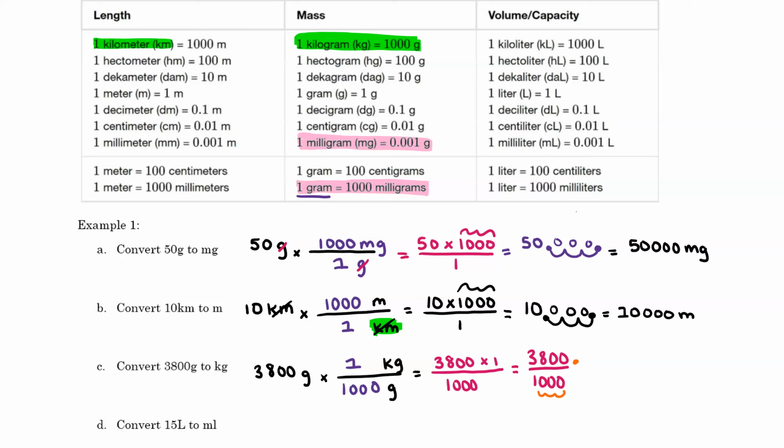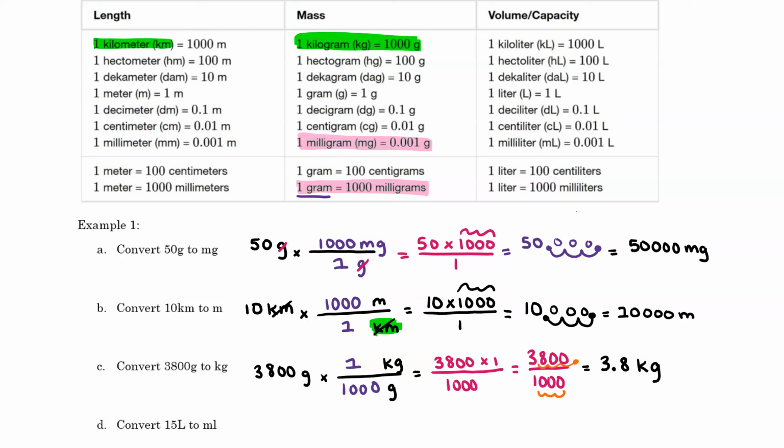Right? When you're timesing by 1,000, you move the decimal to the right. When you're dividing by 1,000, you move to the left. So I have to go 1, 2, 3. So that leaves me with 3.8 kilograms.